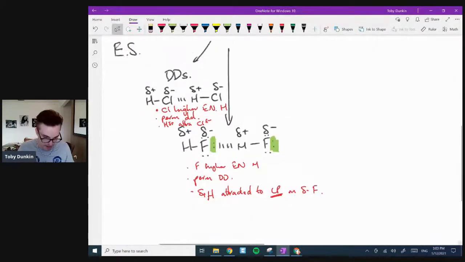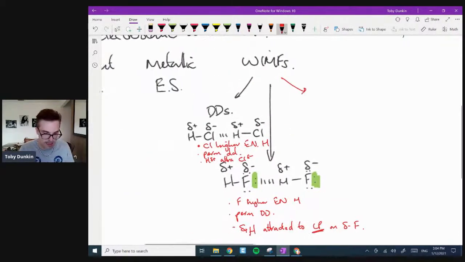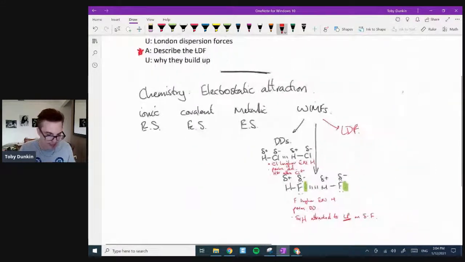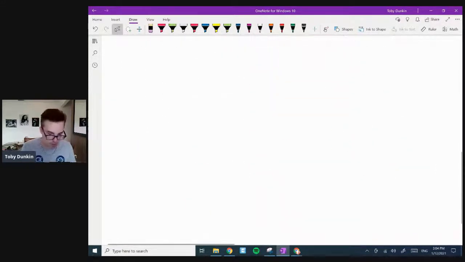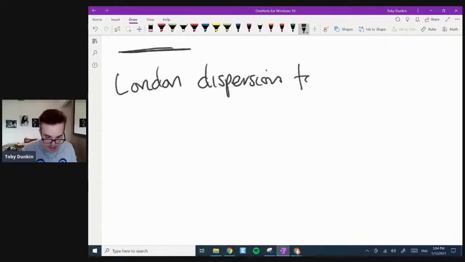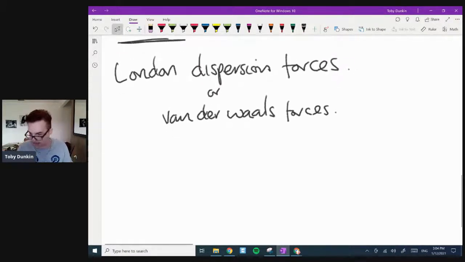Okay, so the only difference is the lone pairs. Now we're dropping into van der Waals forces. This is today's lesson, or London dispersion forces, LDFs. And once again, it's an electrostatic force, but it's a rather interesting one. So the subtitle is London dispersion forces, LDFs, or sometimes known as van der Waals forces, VDWs. So either one doesn't matter.